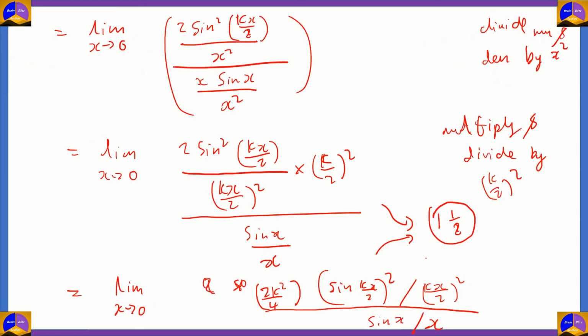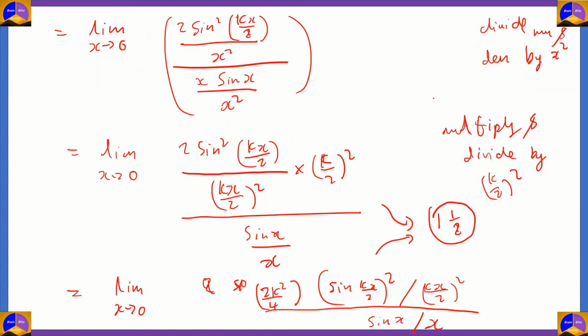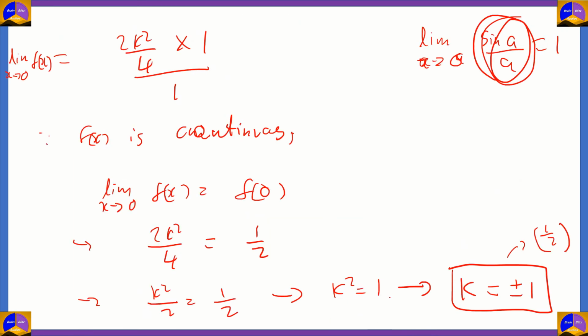So in this question, the most important step is to make it to the form limit a tends to 0 sine a by a equals 1. When you can convert it to that form, then you have solved the entire question. You just have to substitute it as 1 and then find out whether it's continuous or not, which we did. So since it's continuous, we found the value of k, which is 1 or minus 1.